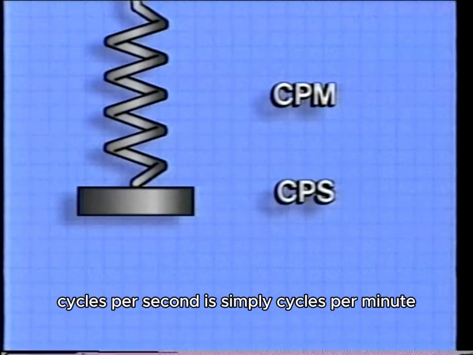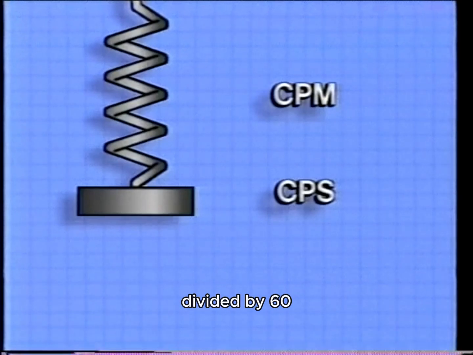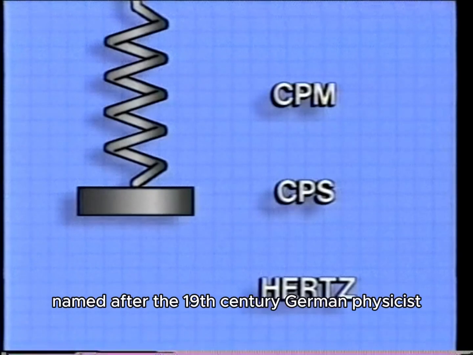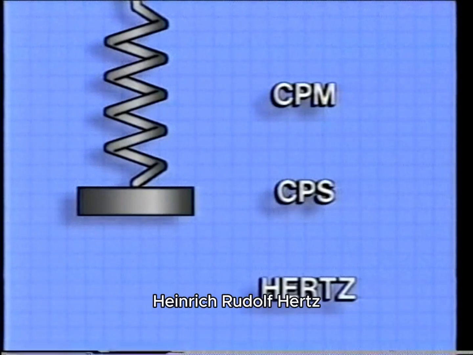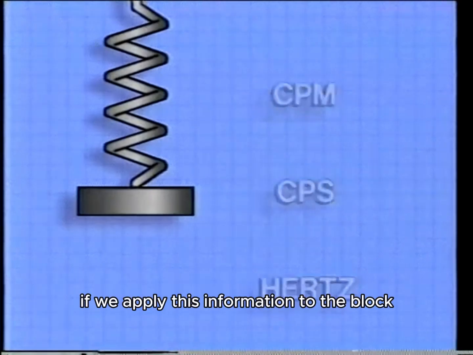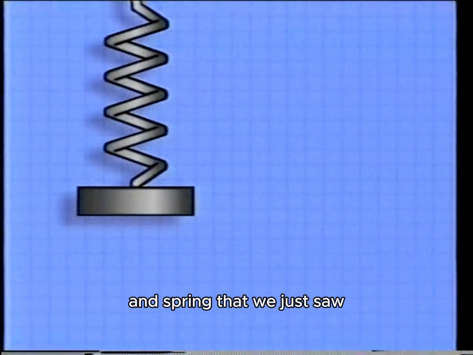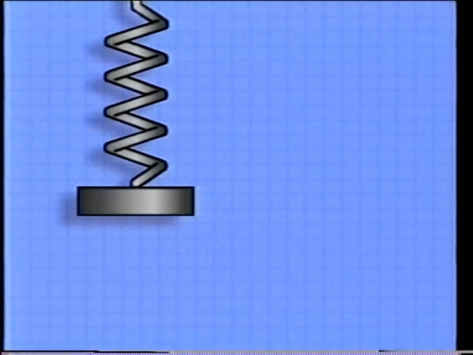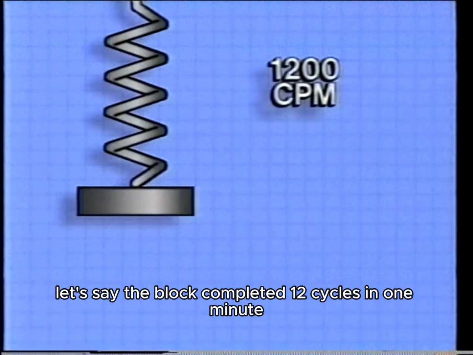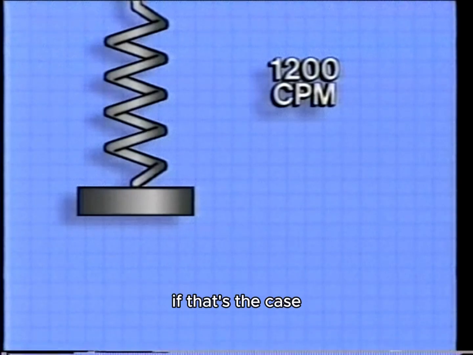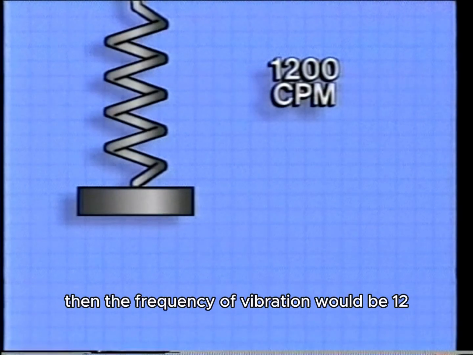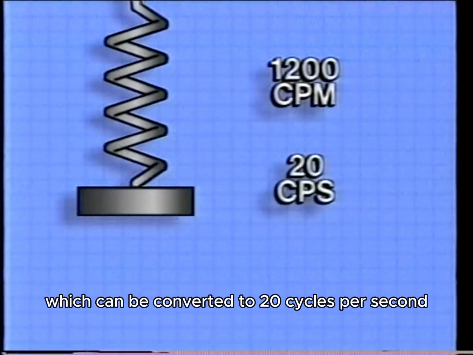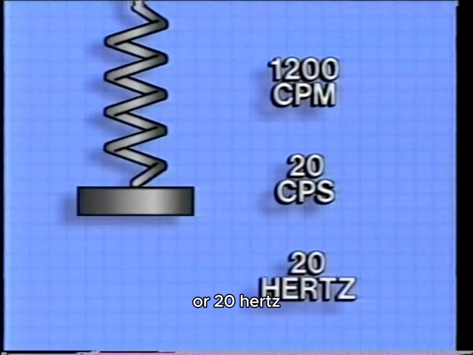Cycles per second is simply cycles per minute divided by 60. Cycles per second can also be expressed as hertz, named after the 19th century German physicist Heinrich Rudolf Hertz. If we apply this information to the block and spring that we just saw, we can determine the frequency of the block's vibration. Let's say the block completed 1,200 cycles in 1 minute. If that's the case, then the frequency of vibration would be 1,200 cycles per minute, which can be converted to 20 cycles per second, or 20 hertz.